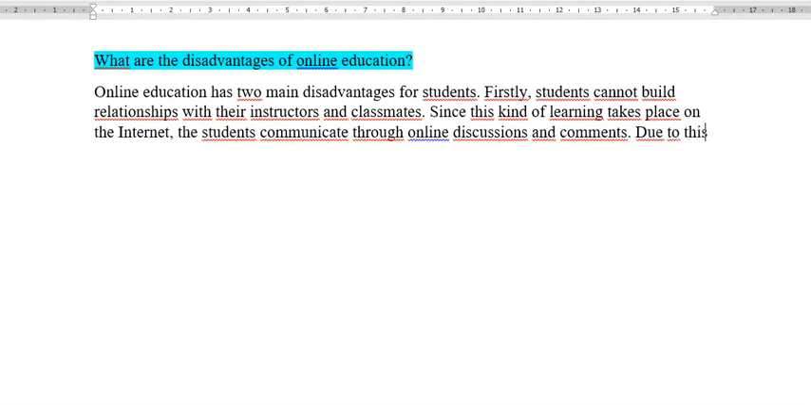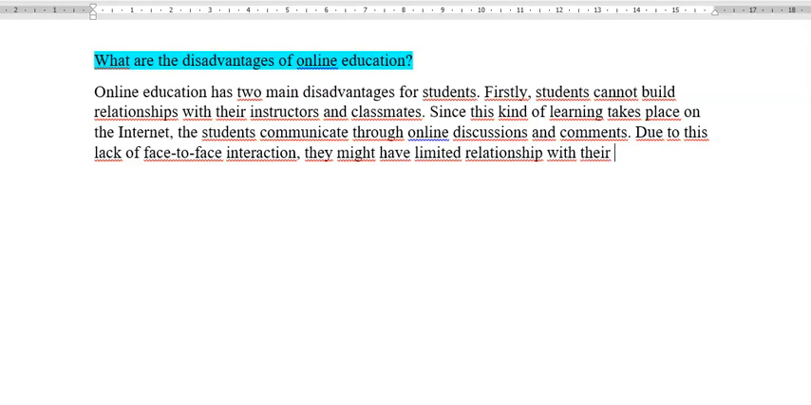And due to this lack of face-to-face communication, or let's say interaction, they might have limited relationship with their teachers and classmates. Also guys, you can add another minor idea.